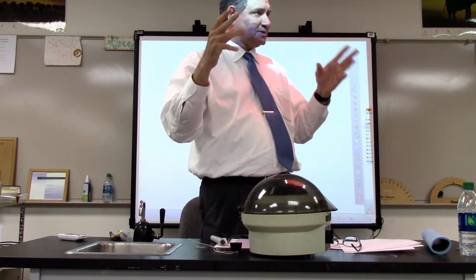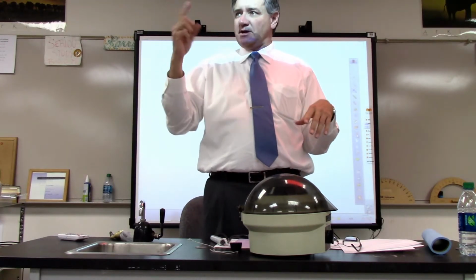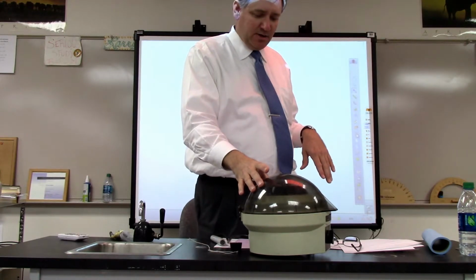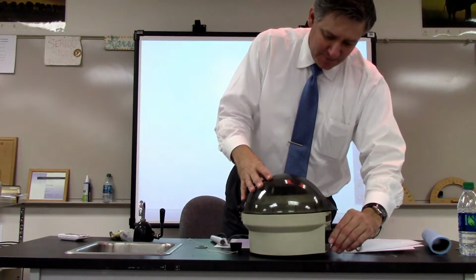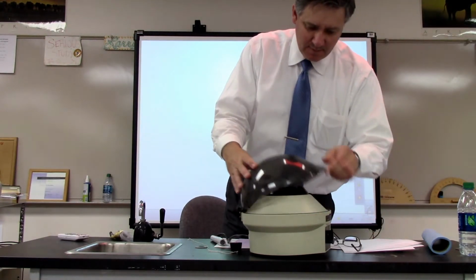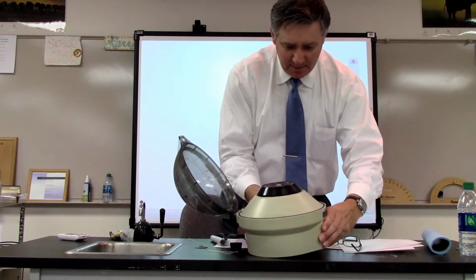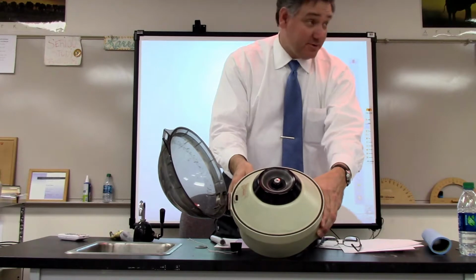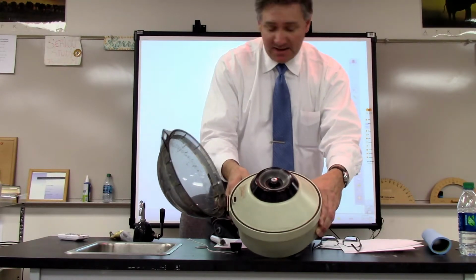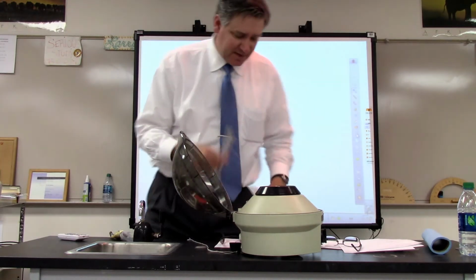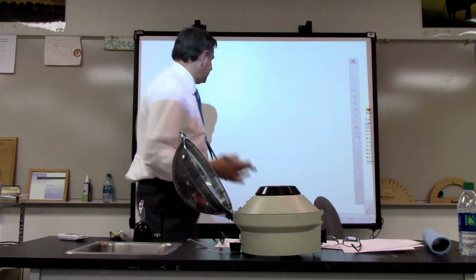Like if you have a precipitate that you want to separate out, you spin it really fast, and the precipitate gets pulled down to the bottom. So this thing is spinning really fast, okay? Typically, when you have something like this, it's rated in what we call RPM.